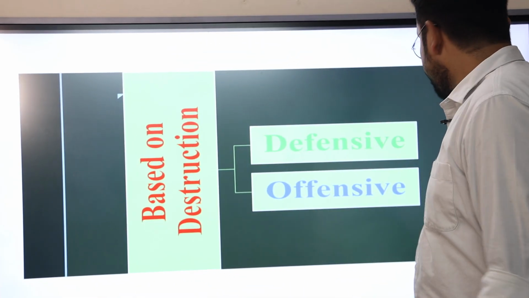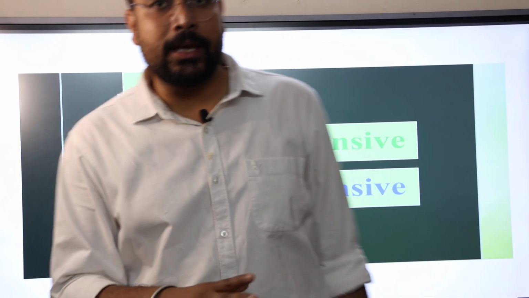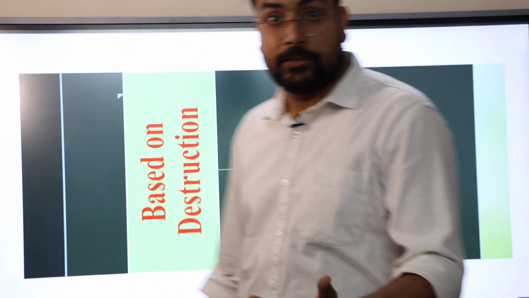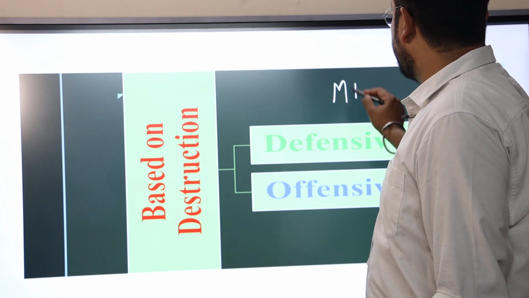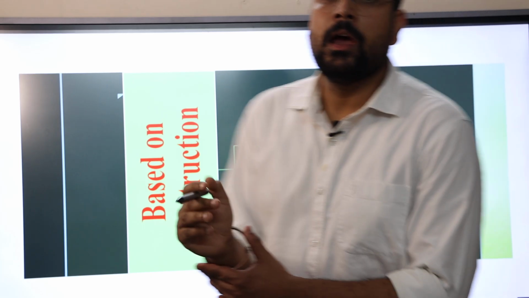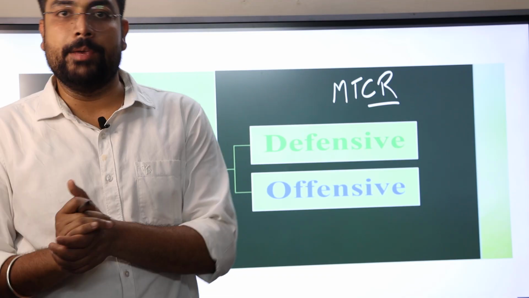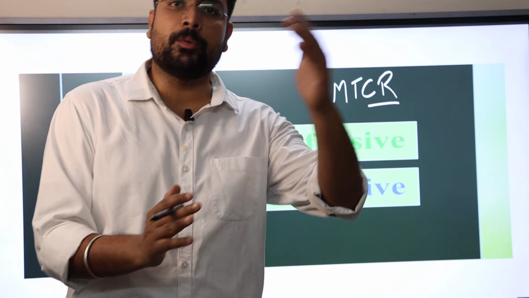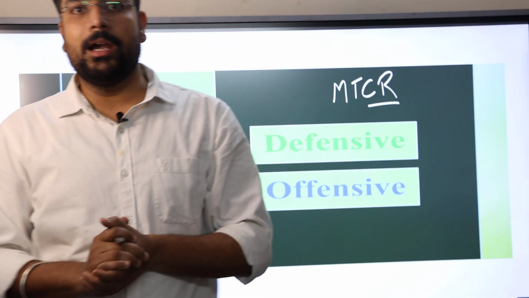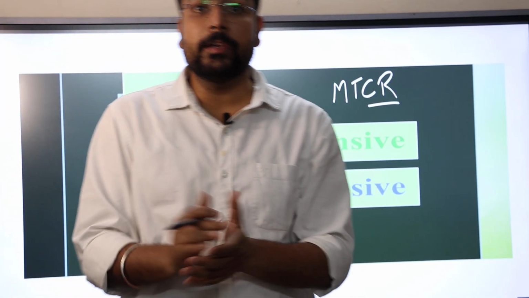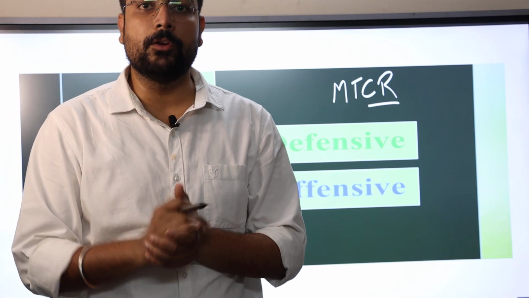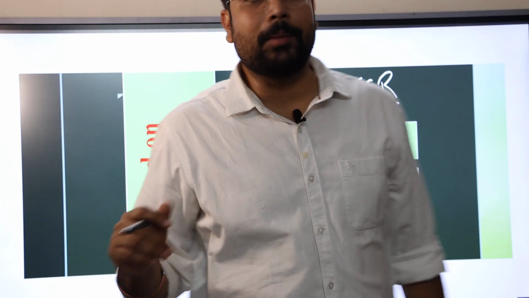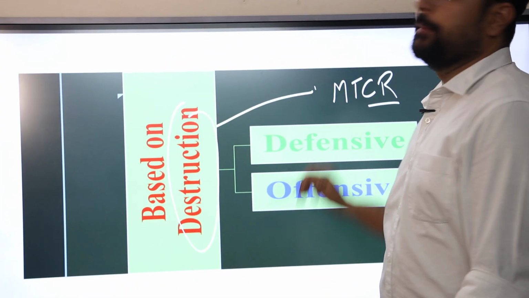Okay, let's see another one, based on destruction. This is again an important as well as very interesting category, which is based on a convention called MTCR. MTCR is the Missile Technology Control Regime. This is a regime that was brought in by most of the developed countries in the 1980s, and in 2016 India became one of its members. So this is important from the point of view of India also, but before that we will discuss the category which is based on MTCR.